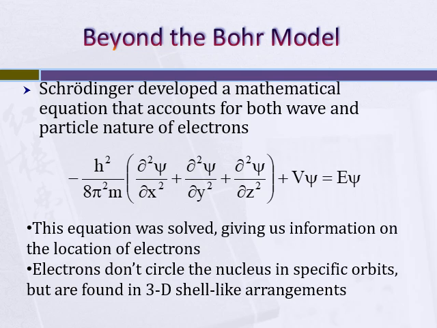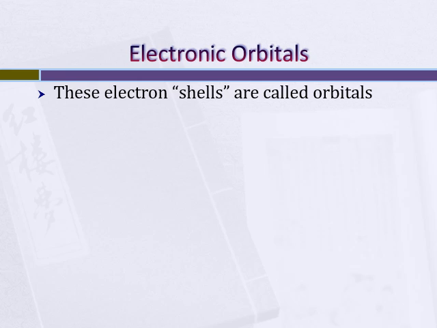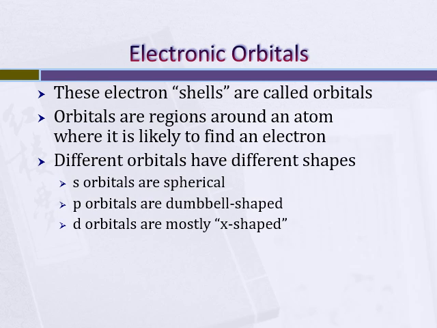Electrons don't circle the nucleus in specific orbits like Bohr thought, but they're found in three-dimensional arrangements like shells. These electron shells are called orbitals. They are regions around an atom where it is likely to find an electron. The different orbitals have different shapes.